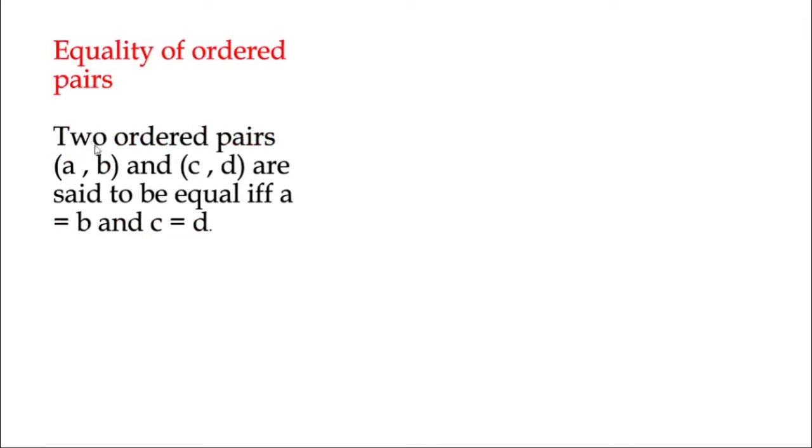Two ordered pairs A comma B and C comma D are said to be equal if and only if A is equal to C and B is equal to D. Here you can see that I have used a particular word, IFF. IFF means if and only if.